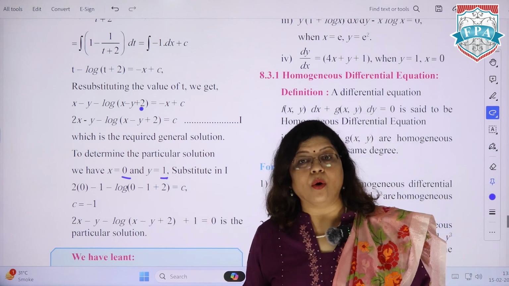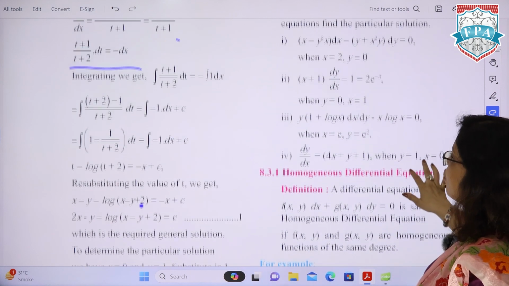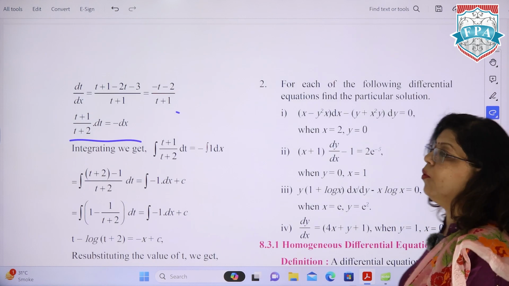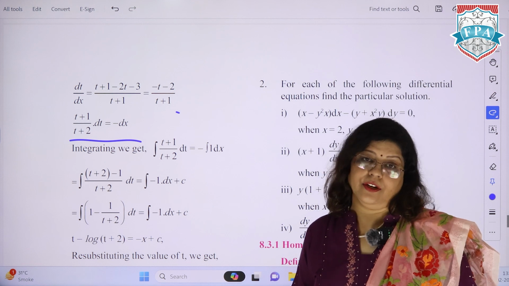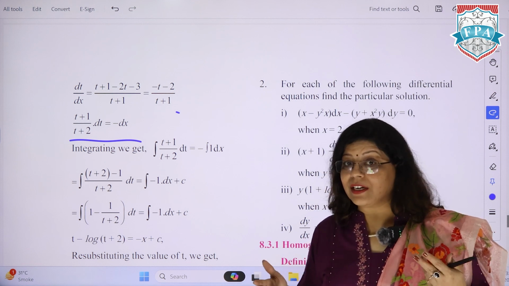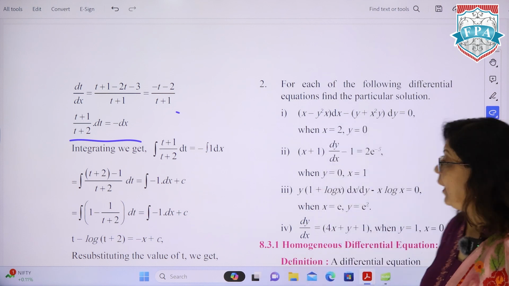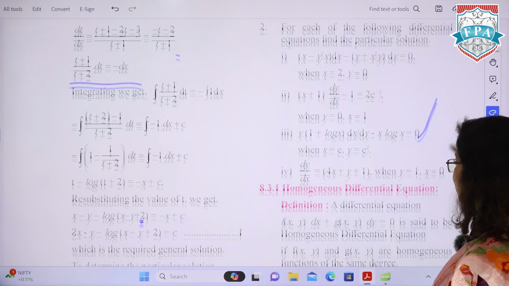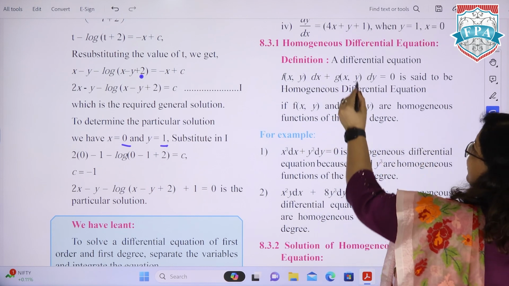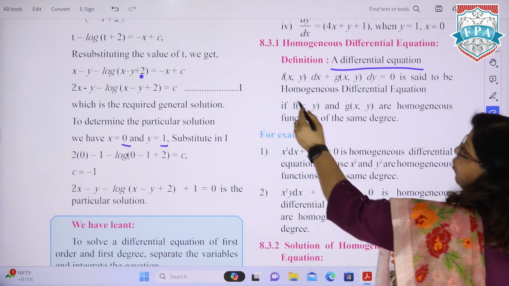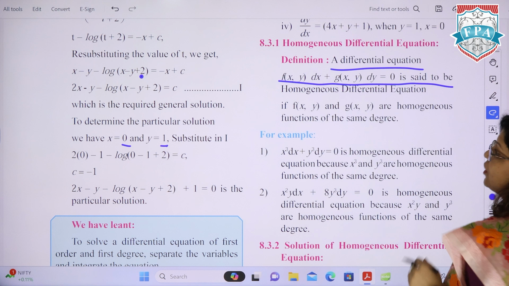So this is how we can calculate another kind of differential equations also when we are not able to separate the variables clearly. Now the third kind. One more thing, with practice it will come that you have to judge which kind it is. The third kind is homogeneous differential equation. Now homogeneous differential equation basically is a differential equation of the form f(x,y) dx plus g(x,y) dy is equal to 0.